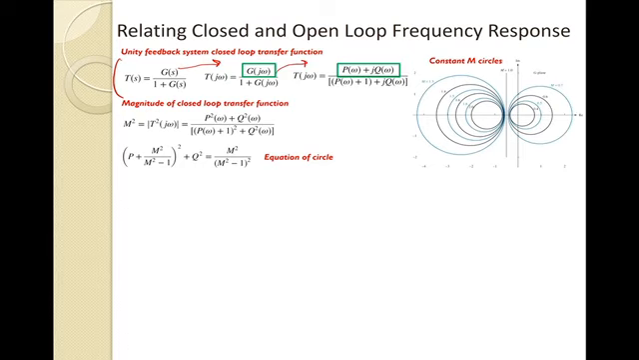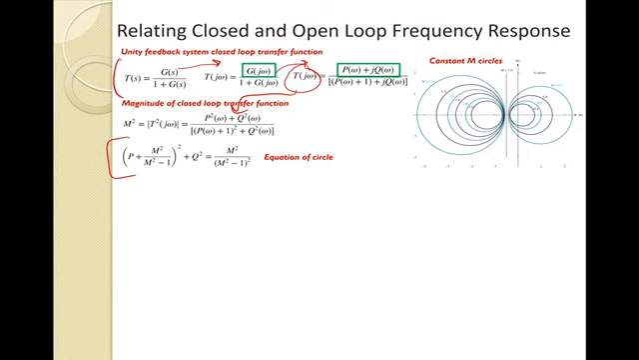And then with a little bit of manipulation, what I'm going to do is find the magnitude of the closed loop transfer function squared. So I'm actually taking the magnitude of this function here and then squaring it, and I'm going to get this relationship. And when I do that, I can rewrite this expression as shown down here, which, if we go back to some algebra, we actually see that this is the equation of a circle.